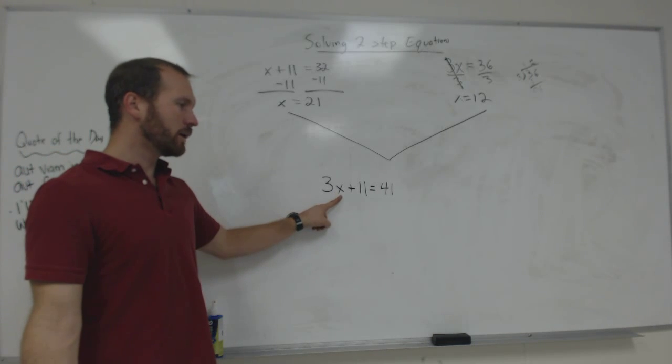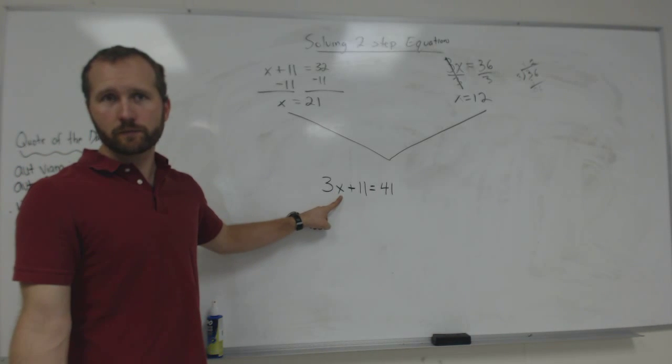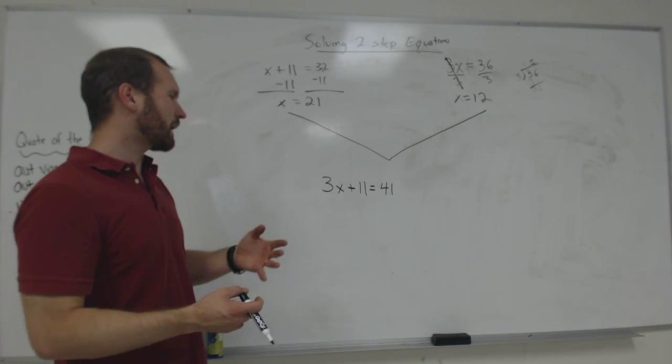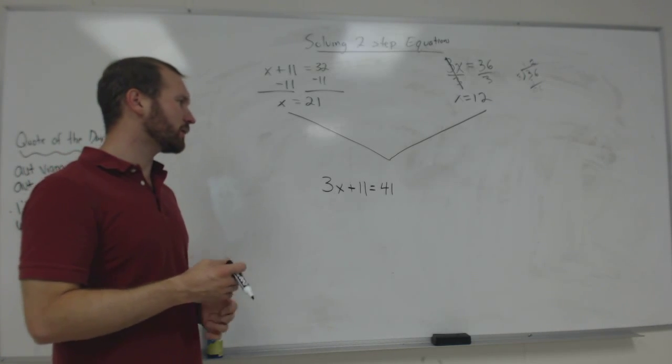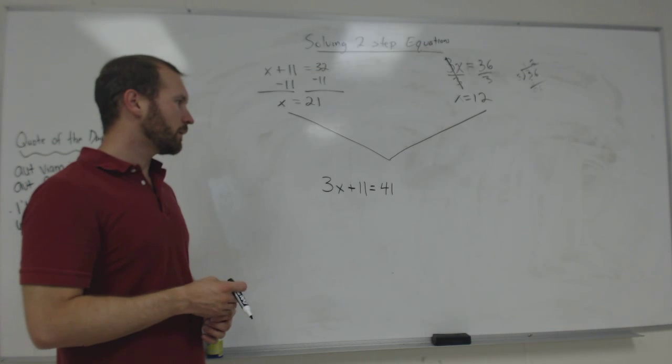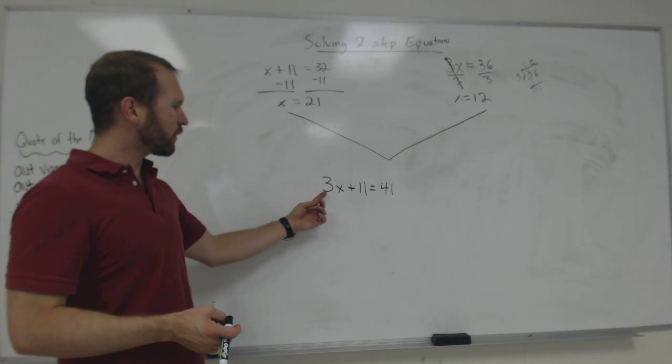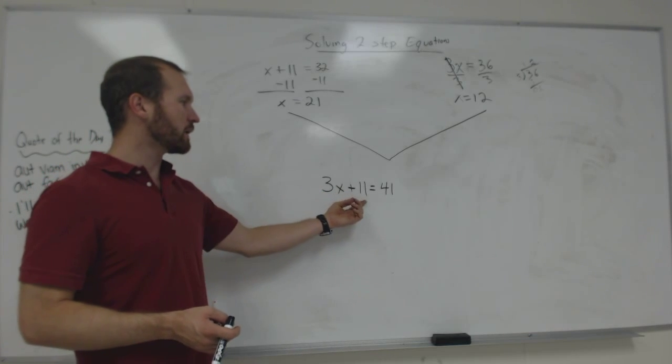So our goal is to get x all alone. That's what we want to do. We still have the same tools. We're going to add, subtract, multiply, or divide. But now there's two things in the way. We have 3 times x and we have plus 11.